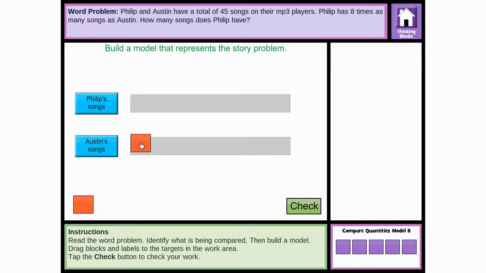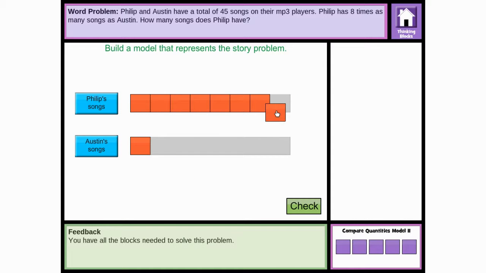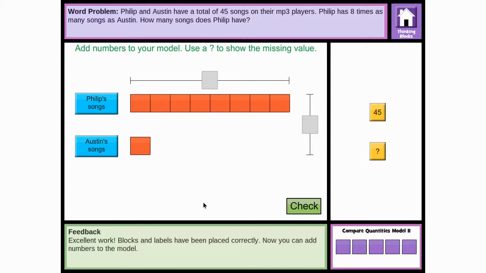So I know that Philip has 8 times as many songs as Austin. So if Austin had 1 unit, Philip has 8 times as many. So something students need to understand prior to using this site is that each of these units are the same size, which means that they all have the same value. So that's why Austin can have 1. I don't know how much this is worth yet, but I know that this is 8 times as many because each of these are the same size and have the same value. Okay, so I'll check that. I got it correct.